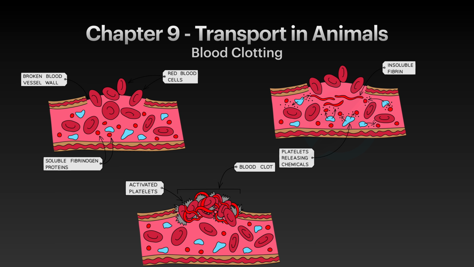These chemicals cause fibrinogen, a soluble plasma protein, to convert into fibrin, insoluble protein fibers. Fibrin forms a mesh network around the wound, and more platelets and blood cells get trapped in the mesh. This forms a clot, which dries into a scab. Why is this important? Essentially, it prevents excessive blood loss and prevents entry of pathogens through the wound and allows time for tissue repair.